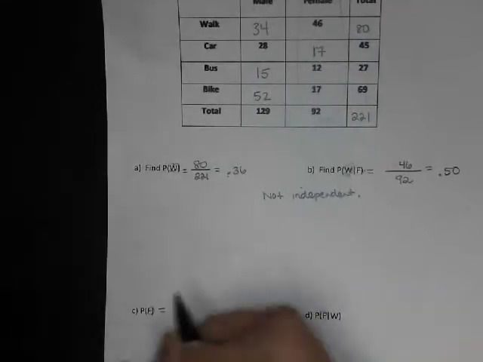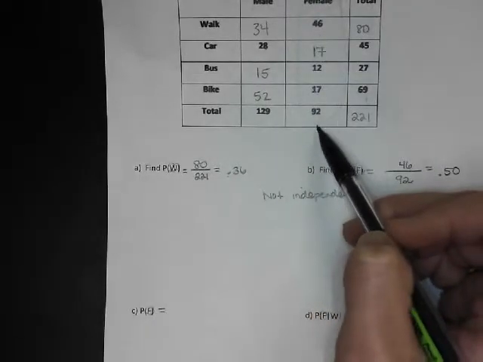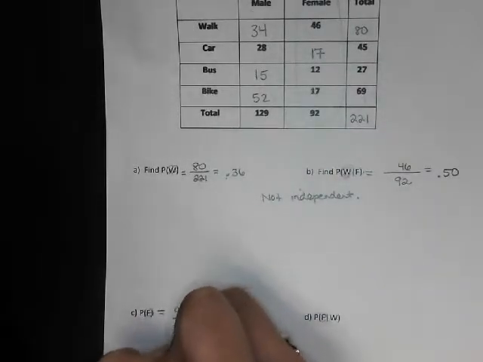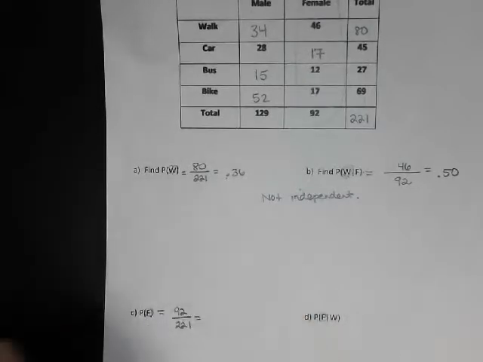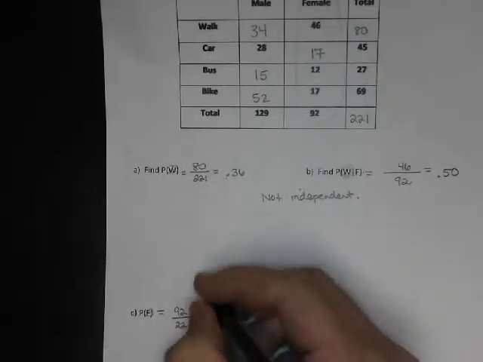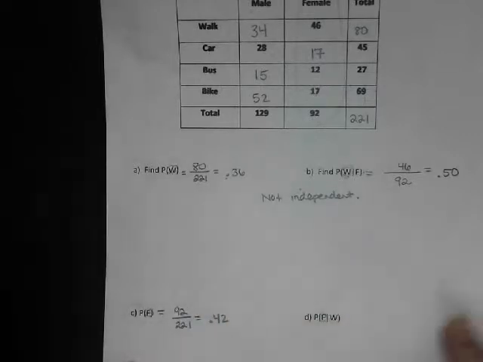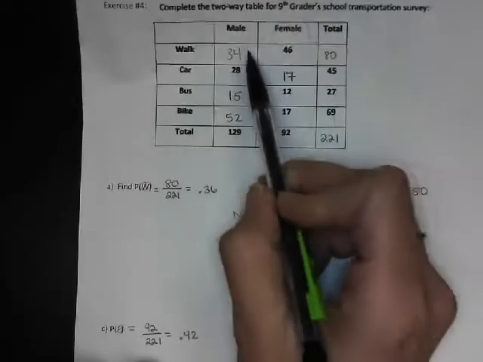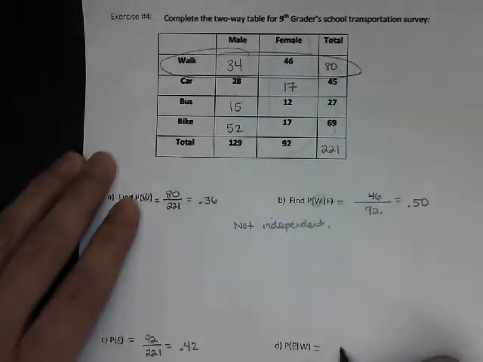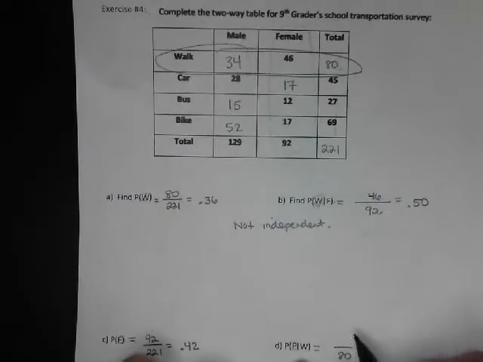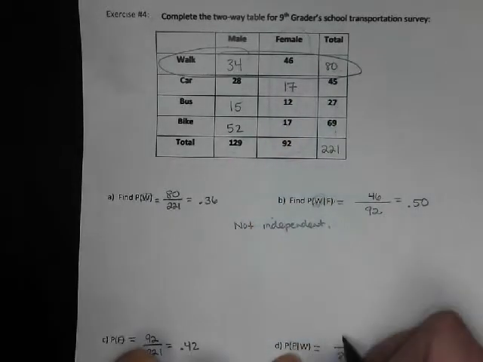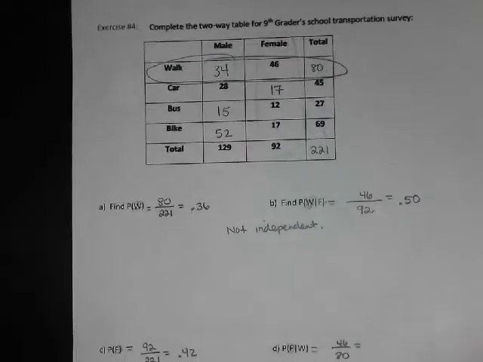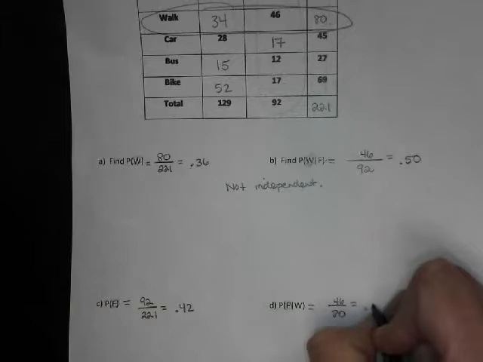So if you look at your number of females, 92 out of the total 221, that is 0.42. And then your probability of being a female, given that you're a walker, you want to look just at your walker category, which is 80 kids. Out of those walkers, how many are female? 46. So 46 out of 80 on my calculator gives me 0.58.